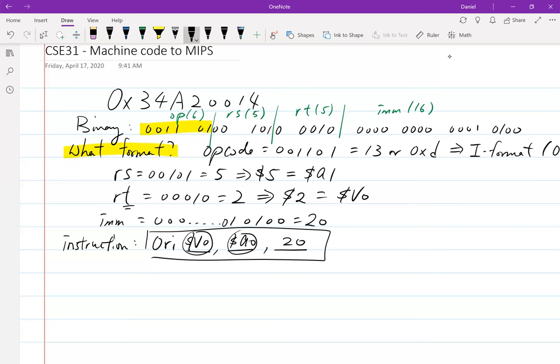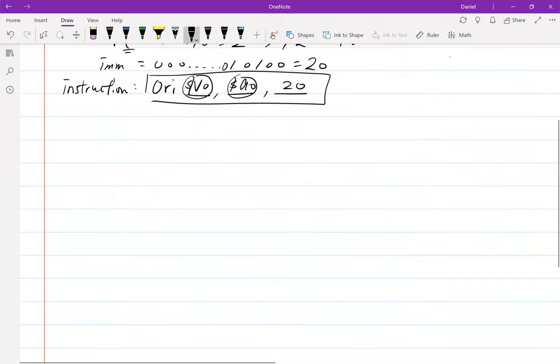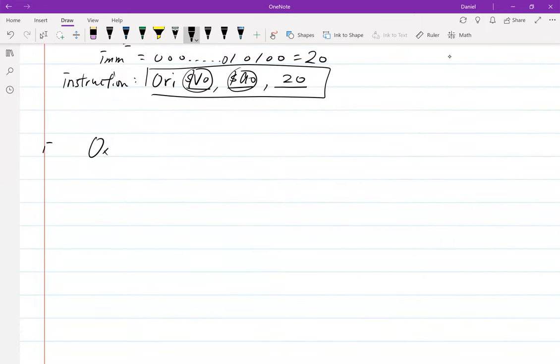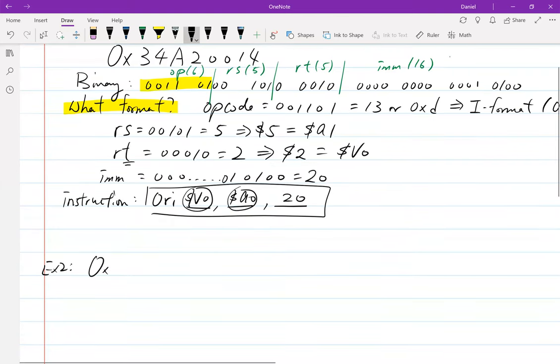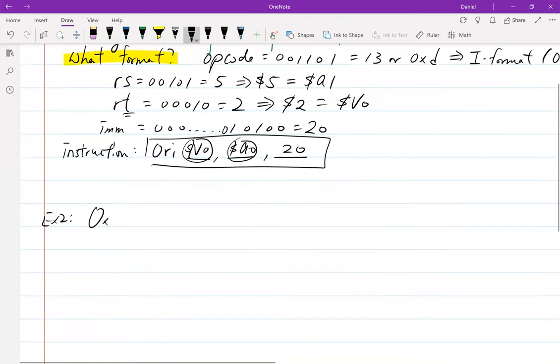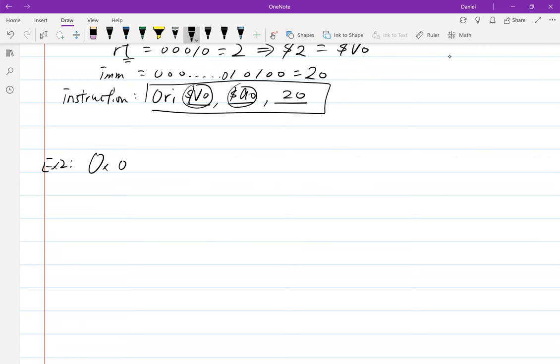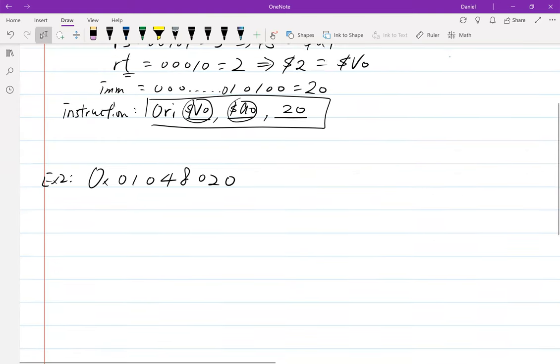Okay, so this is the first example. Let's do one more. This is example one. I have 01048020. Okay, so this one, what is the first step? Because you can guess the opcode, but it's not as obvious, right? So the best way is to write that into binary.